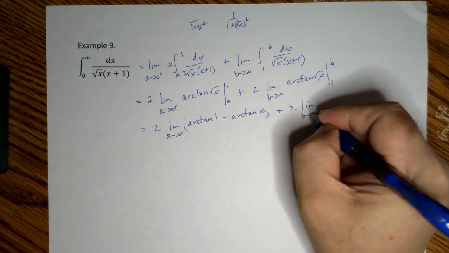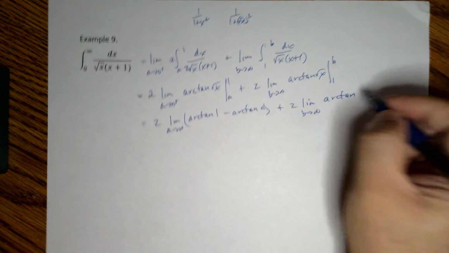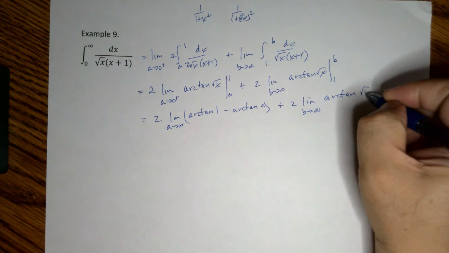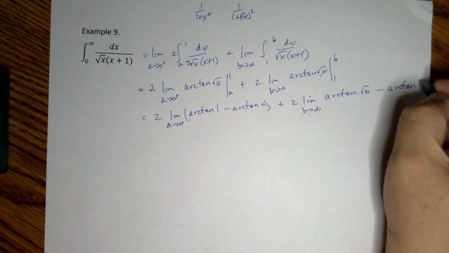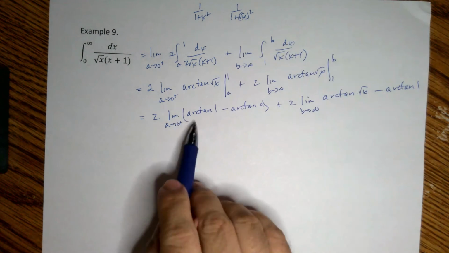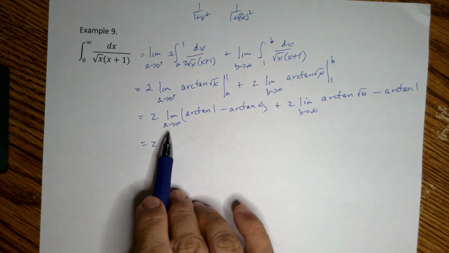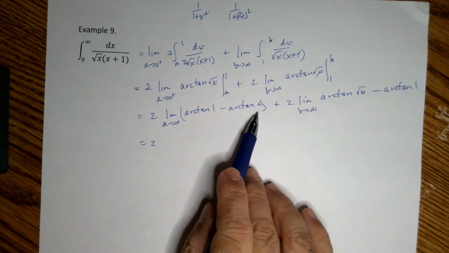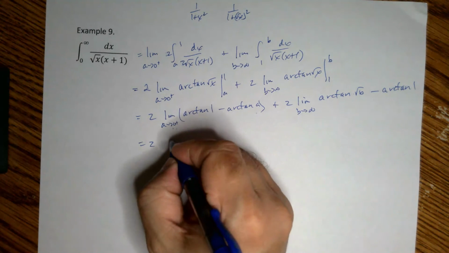limit as b goes to infinity of arctan of square root of b minus arctan of 1. All right, so what's arctan of 1? Arctan of 1 is pi over 4, and as a goes to 0, arctan of 0 is 0. So this limit is just pi over 4.